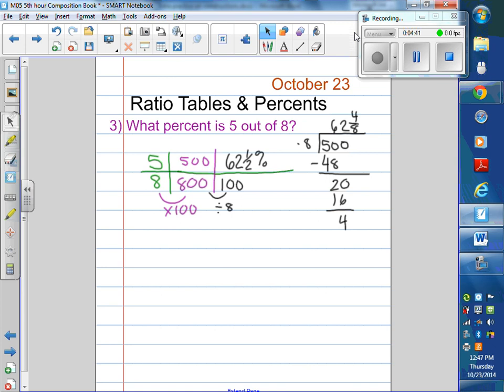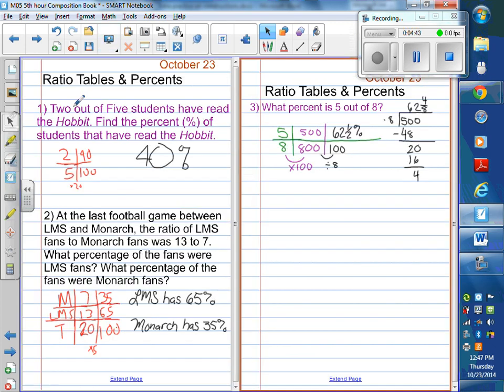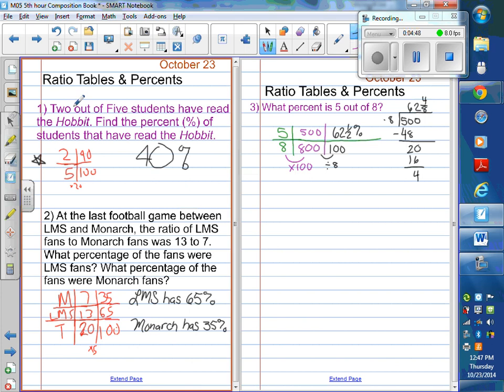Okay, so if we were going to summarize this, sometimes it's easy, and you already have the part and the whole, and it's easy to get the whole up to 100. Sometimes you don't have the whole at all. You have to think about it. Like here they had Monarch fans and LMS fans, so you needed to have all of the fans. An example of where that might come up again would be if you have boys and girls, and you need to know what percent of the students are boys, you need to get a total.